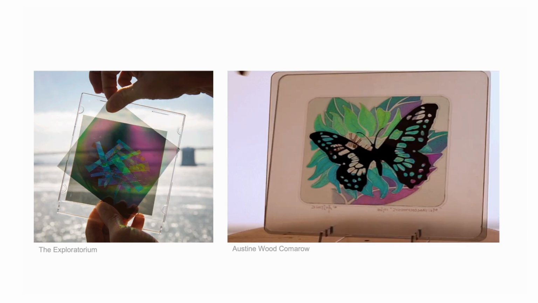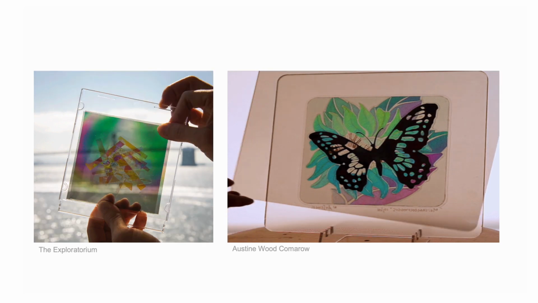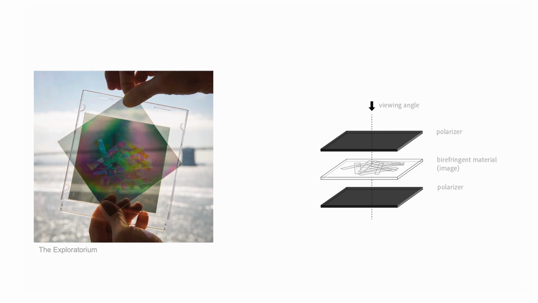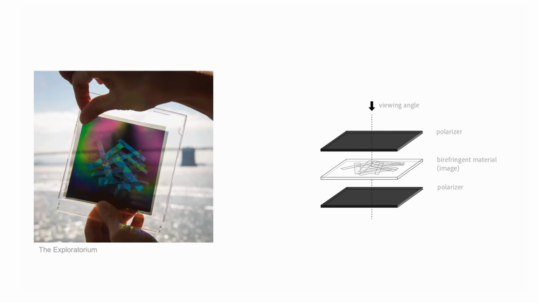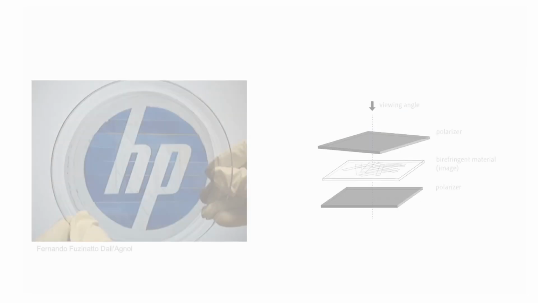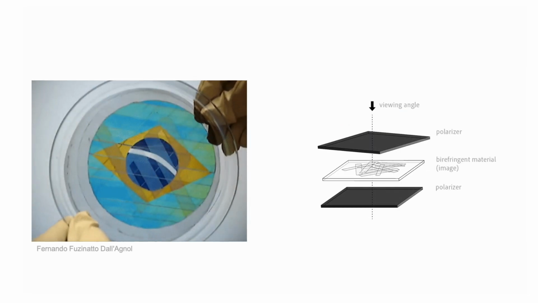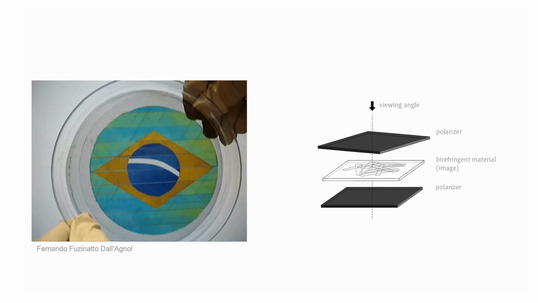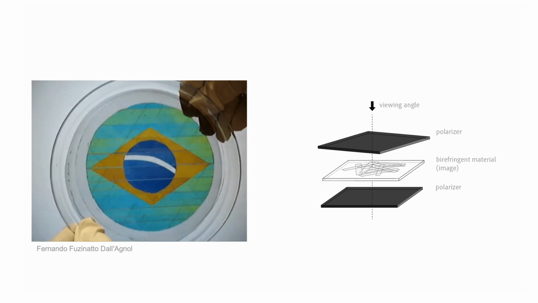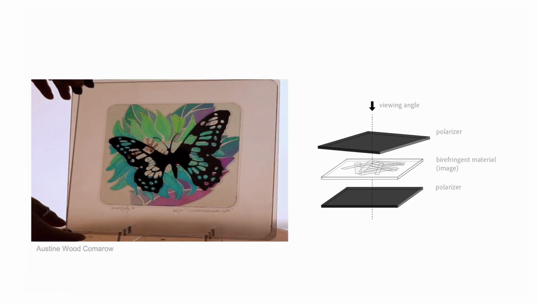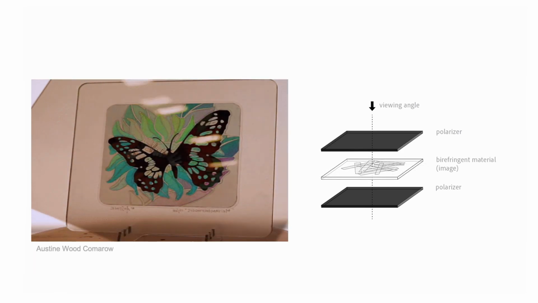The mosaic on the left was made with packaging tape, while the one on the right was made with cellophane film. You can make one yourself by sandwiching pieces of the birefringent material between two polarizers. But what's most compelling about polarized light mosaics is the ease with which you can create color-changing effects. For example, you can achieve the effect here by rotating the image layer, and you can achieve the effect here by rotating one of the polarizers.